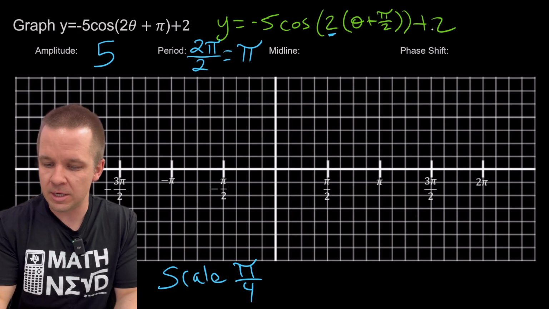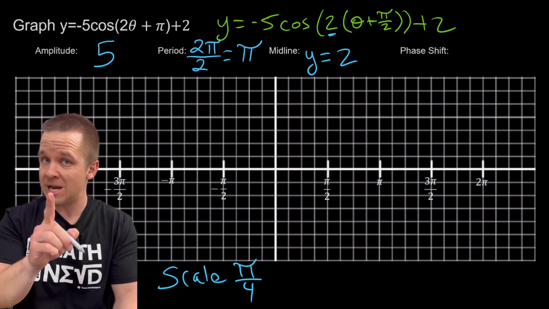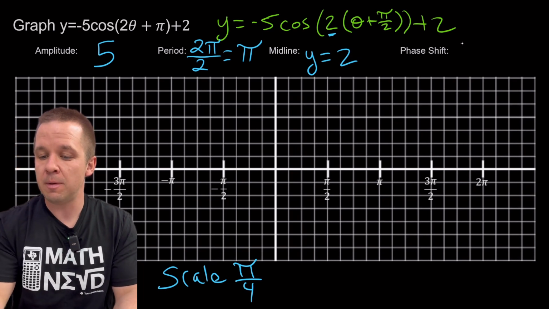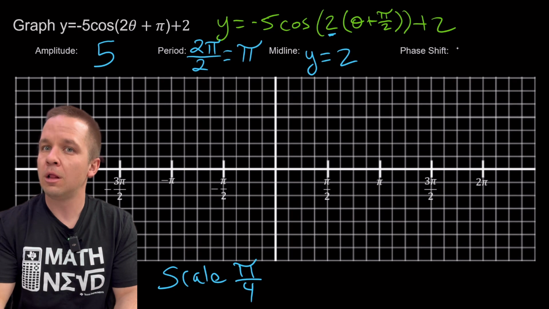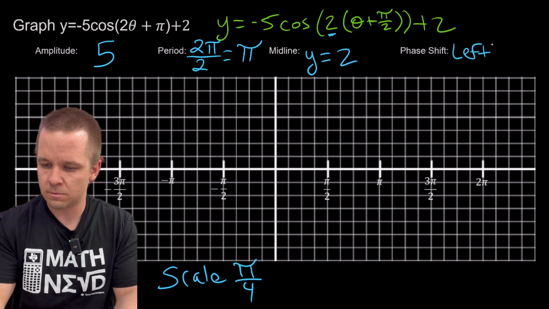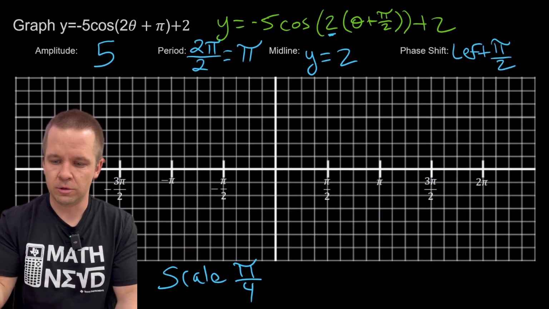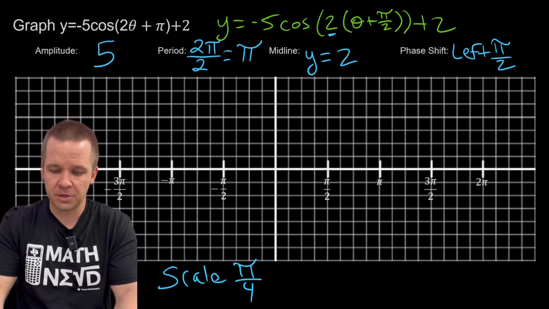Now my midline is the plus 2 out there, so y equals 2. And my phase shift, which I can now correctly identify, is going to be pi over 2. So we're going to go left, pi over 2. Cool. All right. Let's do it.